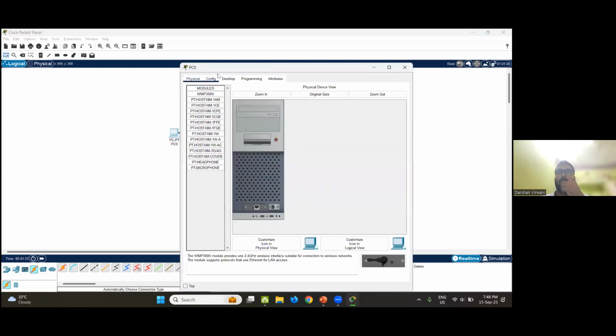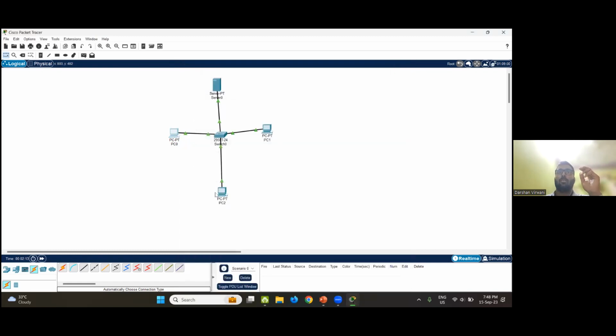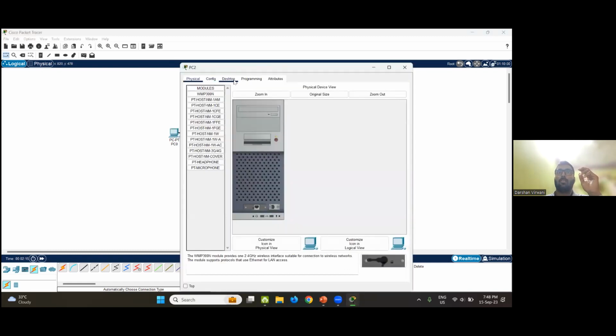We go to our first system, go to the desktop, and there it is static. I just click the option DHCP, so it requests the IP address. Here you can see we have got the IP address 10.0.0.2. For the next system, I will do the same thing.